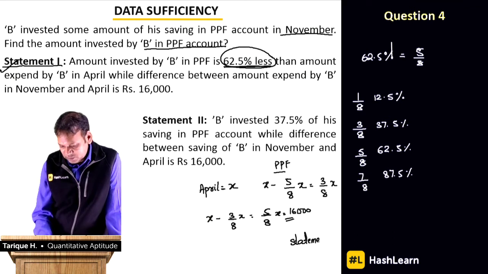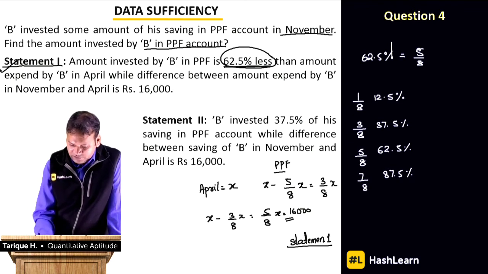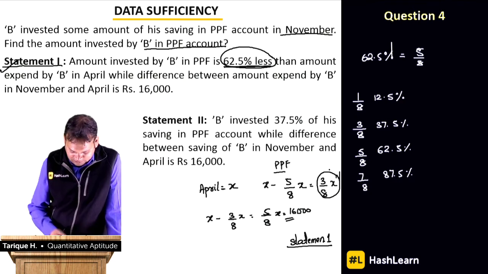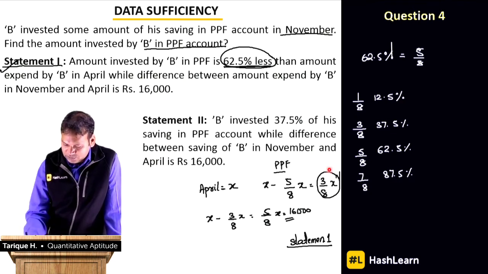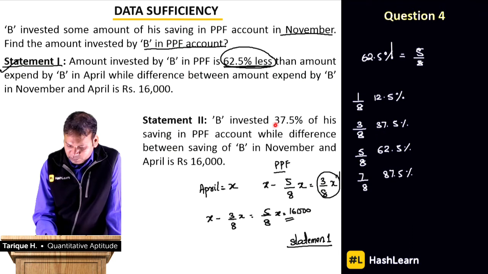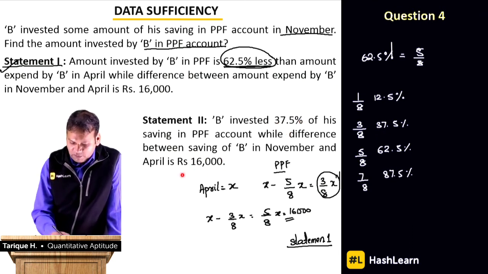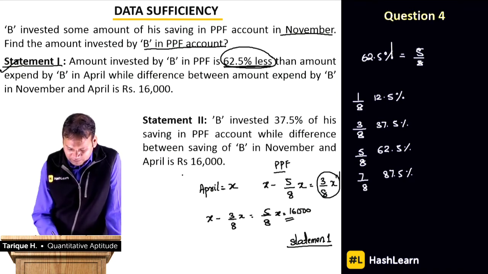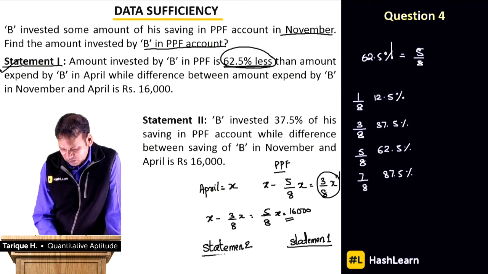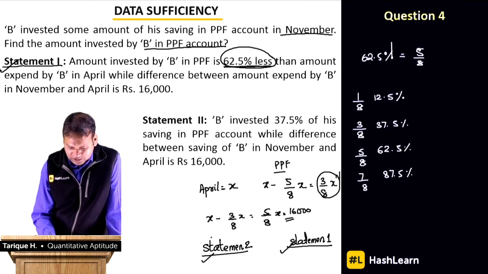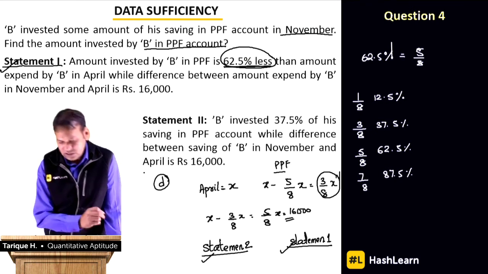And if you look at statement 2, you see that statement 2 is nothing but a repeat of statement 1, because now after we have got 3 by 8x, we have just seen that 3 by 8x is equal to 37.5%, and this 37.5% is repeated here. The difference is same, 16,000 here. So that means from both the statements we are going to get the same answer. So statement 1 alone is sufficient, statement 2 alone is sufficient. We can solve the question from statement 1 alone also and 2 alone also. So again the answer would be D, either statement is sufficient.